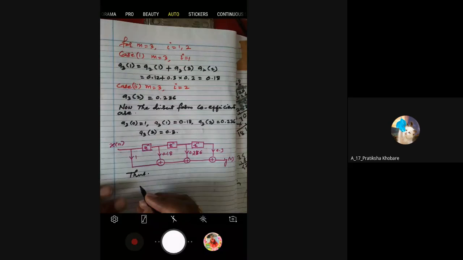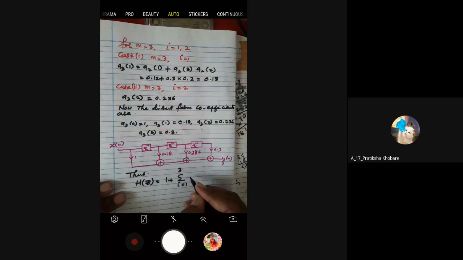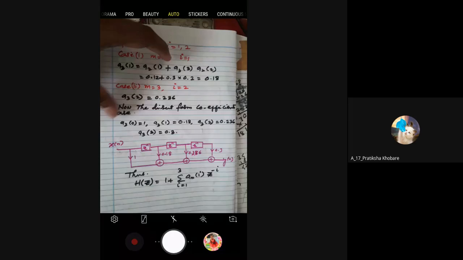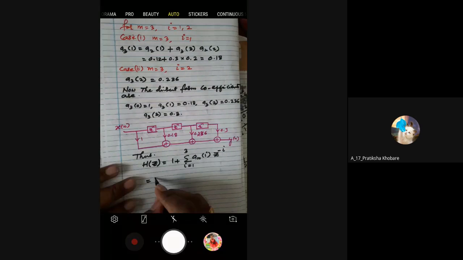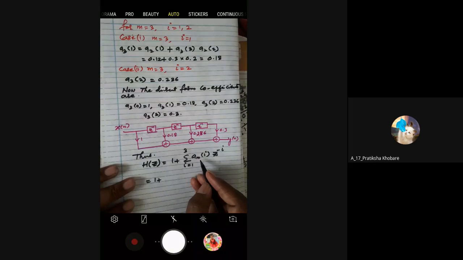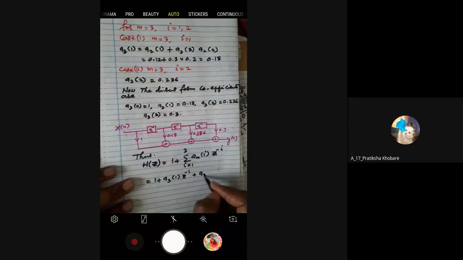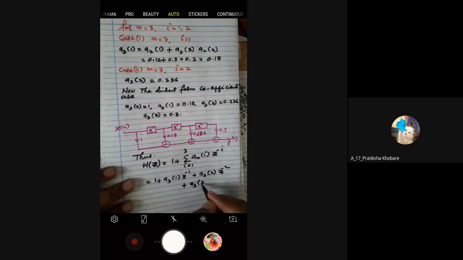अगर इसका ट्रांसफर फंक्शन लिखना है, what I will write, H of z is equal to 1 plus summation i equals 1 to 3, a3 of i into z power minus i, right? तो अब यहाँ पे if you expand this, what you will write, 1 plus, the value of m is here 3, so a3 of 1 into z power minus 1 plus a3 of 2 into z power minus 2 plus a3 of 3 into z power minus 3.